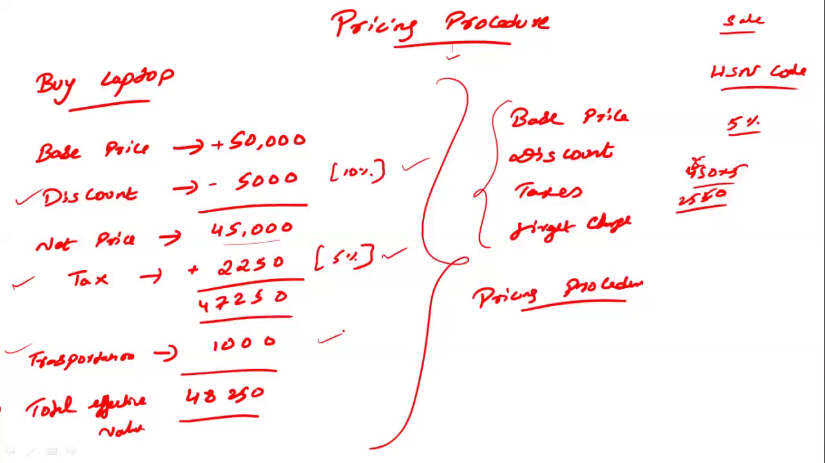Any questions? So let's start discussing each component. First is the discount. Base price is just an amount that you're entering, so we are not discussing the base price. I'll discuss something regarding base price going forward. So the first component is the discount.